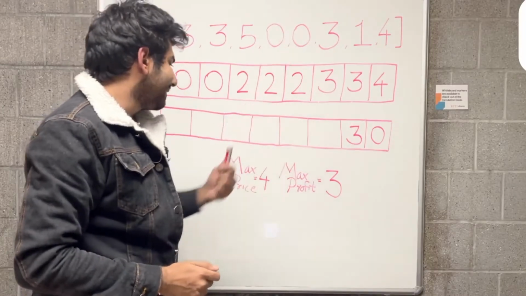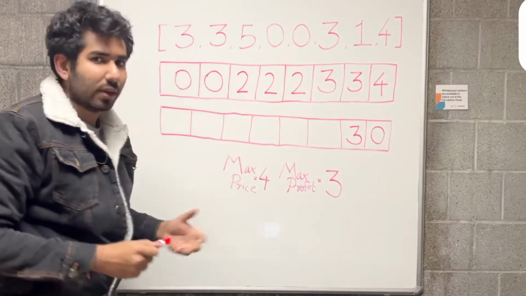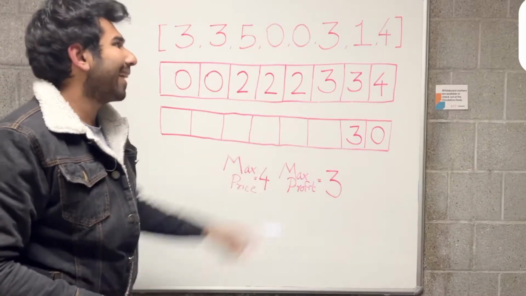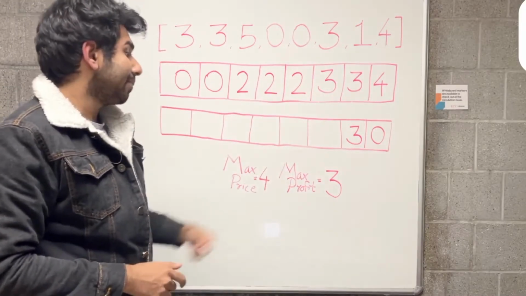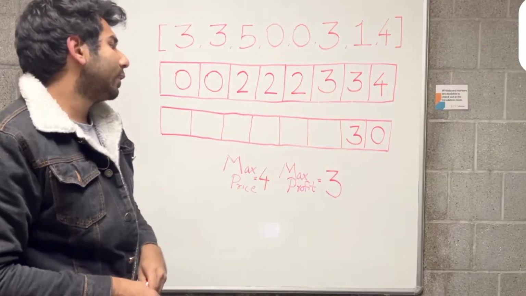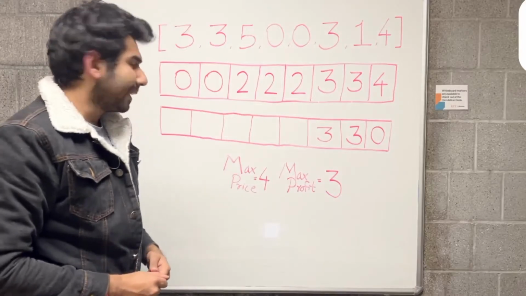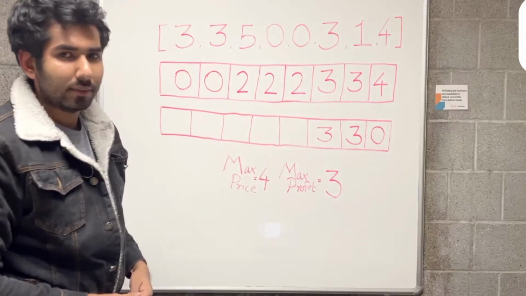Now, as 3 is lesser than our maximum price, it will not get updated. What about profit? So the profit will be 4 minus 3, which is lesser than our maximum profit. So what we're going to do is take this maximum profit and put it over here. Following the same pattern, we'll be filling the whole table.